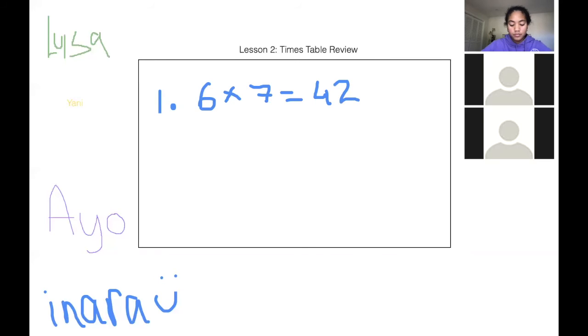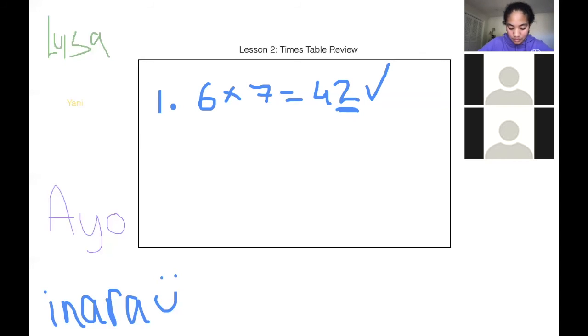So we know it's 42, and we know that that's correct because 42 is a multiple of 2 because it ends in an even number. We also know that it's a multiple of 3 because 2 plus 4, the digits, equal 6, and 6 is a multiple of 3. And so that's how we know that it is a multiple of 6.